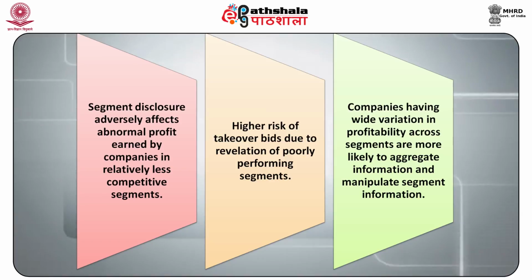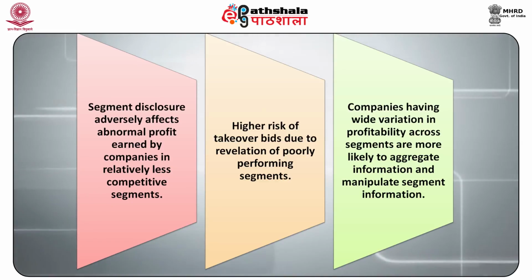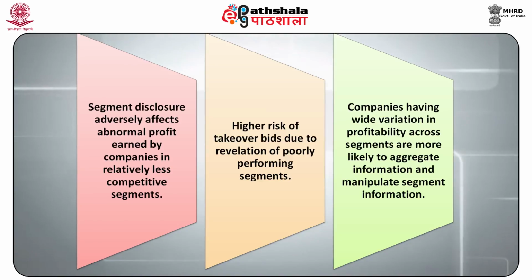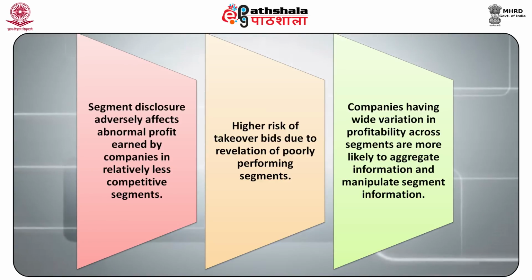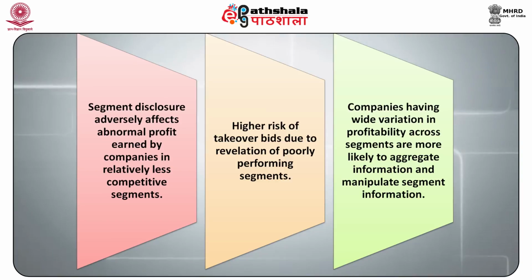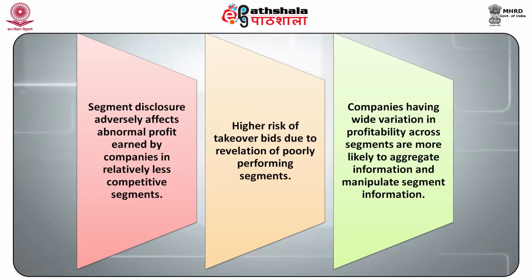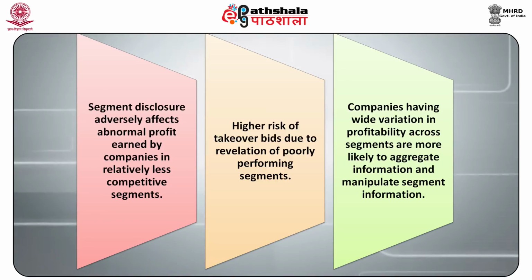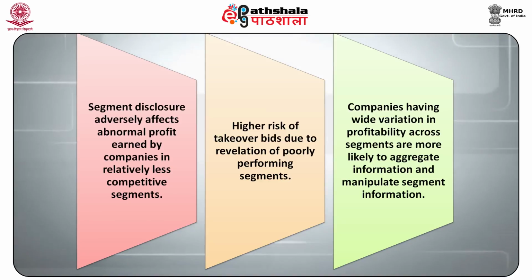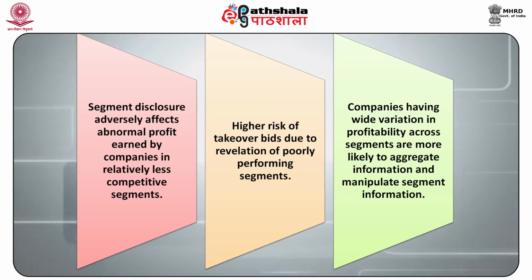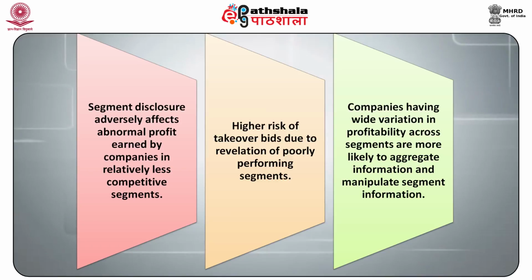Number 4, segment disclosure adversely affects abnormal profit earned by companies in relatively less competitive segments. Number 5, high risk of takeover bids due to revelation of poorly performing segments. Number 6, companies having wide variation in profitability across segments are more likely to aggregate information and manipulate segment information.